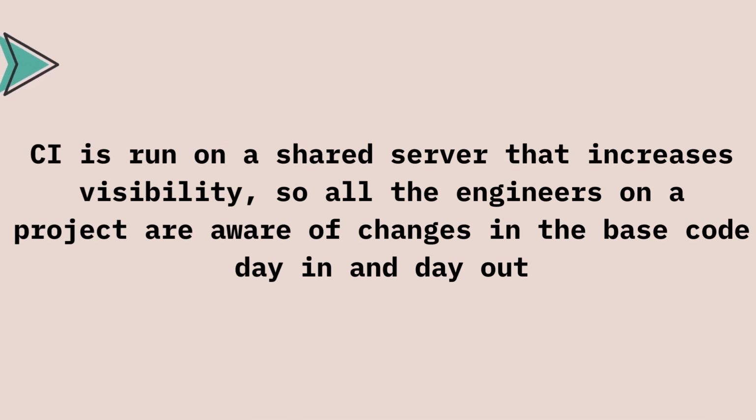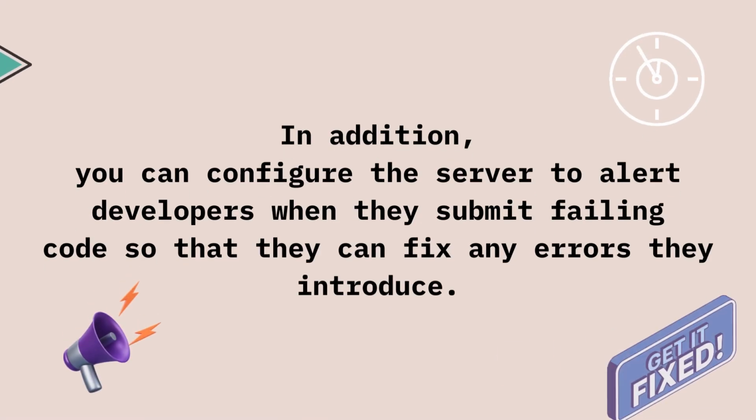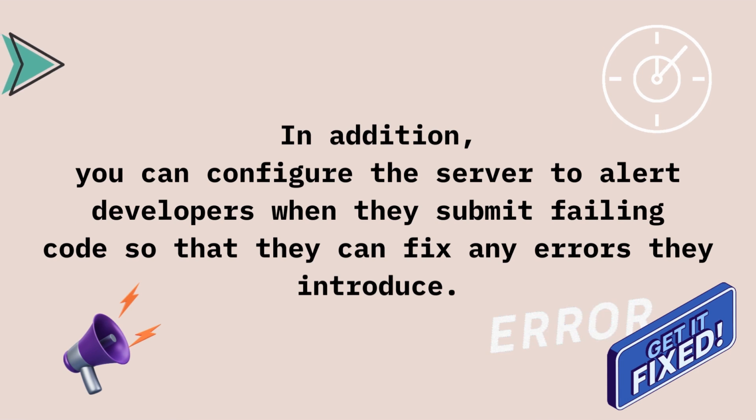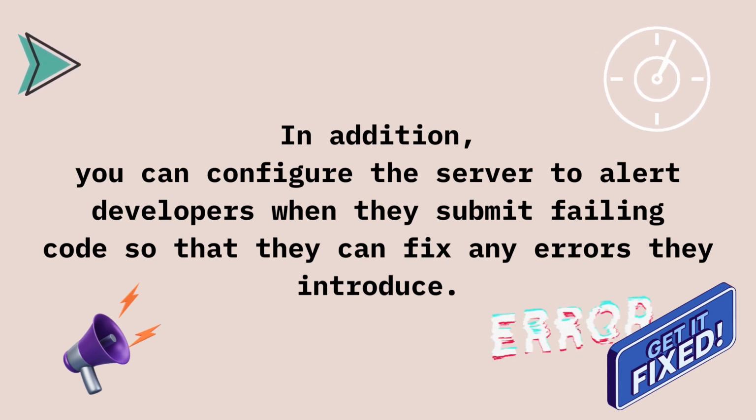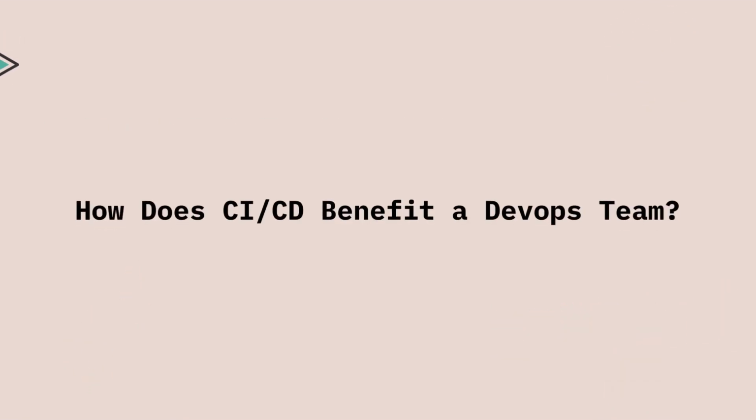CI is run on a shared server that increases visibility, so all the engineers on a project are aware of changes in the base code day in, day out. In addition, you can configure the server to alert developers when they submit failing code so that they can fix any errors they introduce. How does CI/CD benefit a DevOps team?